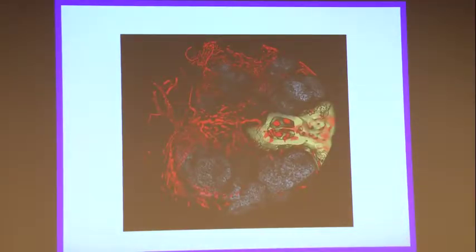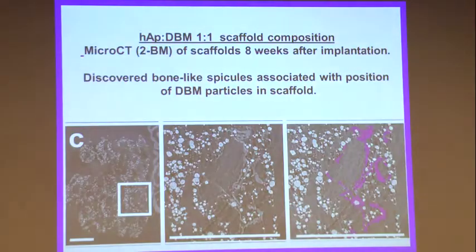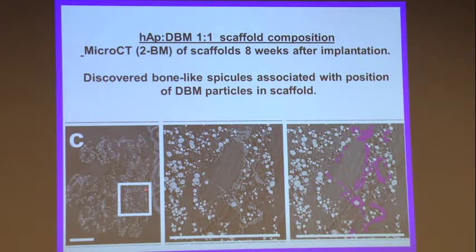This is just a different rendering. And then now if we look at an implanted scaffold, so here are some struts within the 3D design. This is 8 weeks after implantation. And let's blow up this area of the micro-CT picture into this slide. So what do you see in this picture?